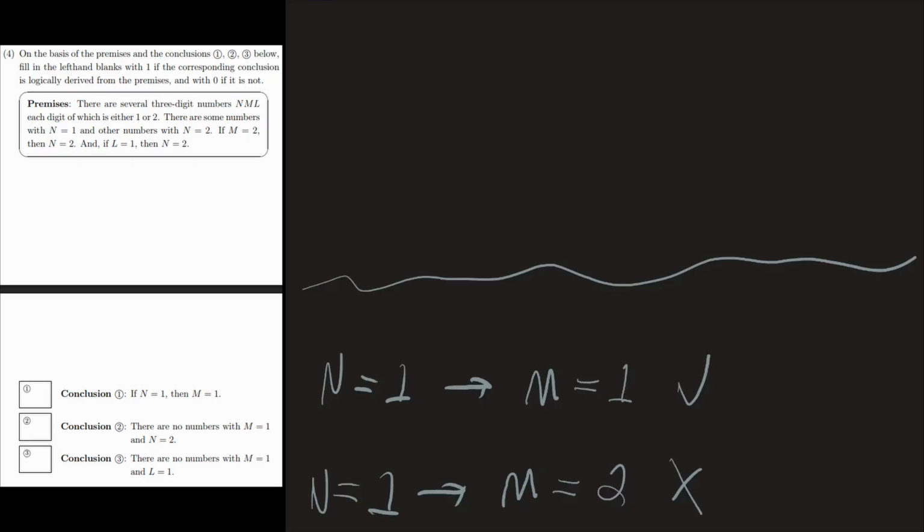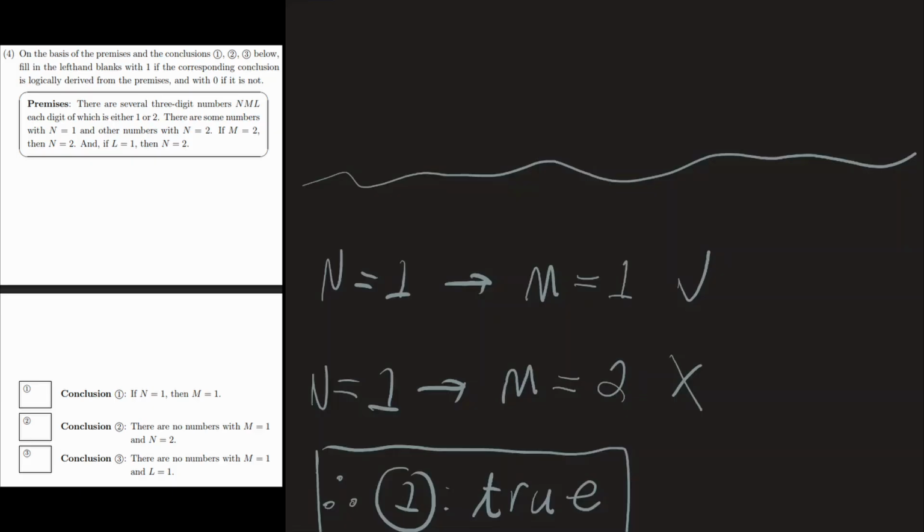m equals 2. So the question says that if m equals 2, then n equals 2. That means that we cannot have a number where n equals 1 and m equals 2, since once we make m equal 2, n has to equal 2. Therefore, this possibility where n equals 1 and m equals 2 cannot be possible. And so logically, that means that if n equals 1, then m must be equal to 1. And so our first conclusion is true.